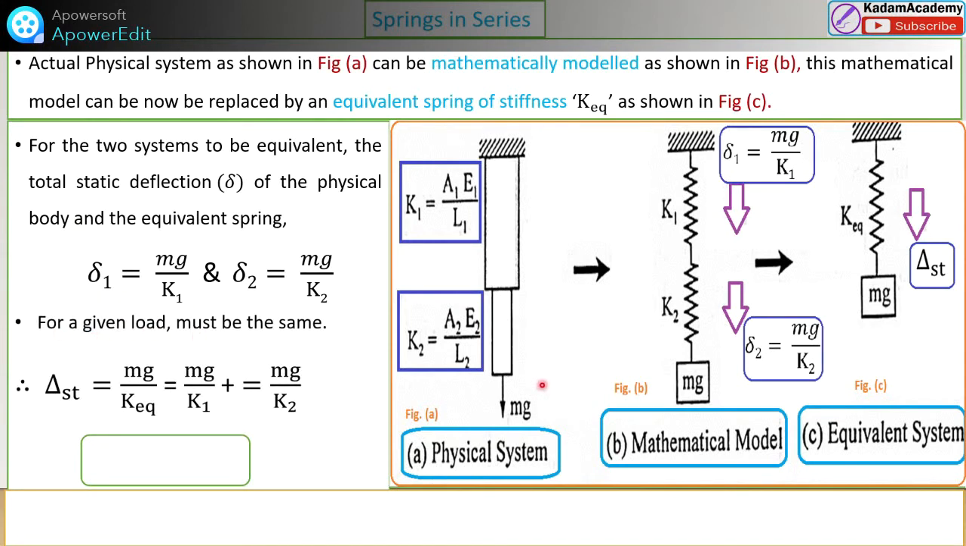For a given load, whatever the load is given, that must be the same. This condition is very important here. This load must be the same. For this one, the load is the same. So what is the condition?